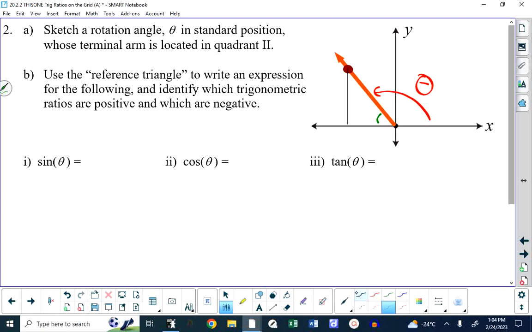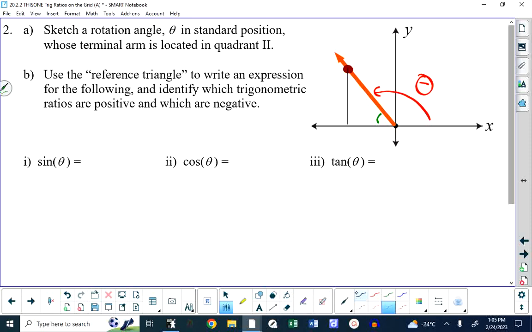Write an expression for the following and identify which are positive and which is negative. Now, we're going to have to grapple with the fact that your textbook does something which I'm going to say is wrong here. Okay? Let me write out what's correct, and then I'll tell you what your textbook says in case you look there.